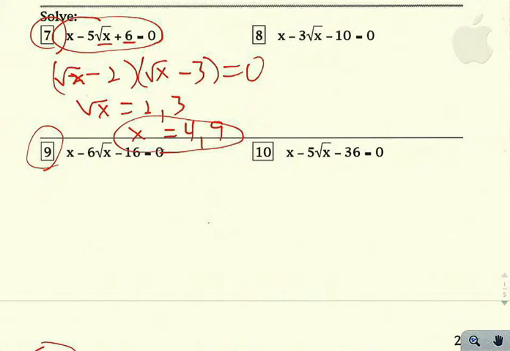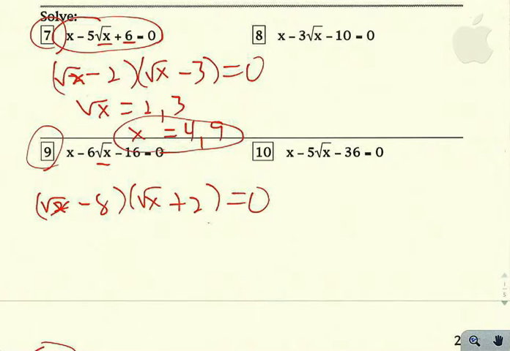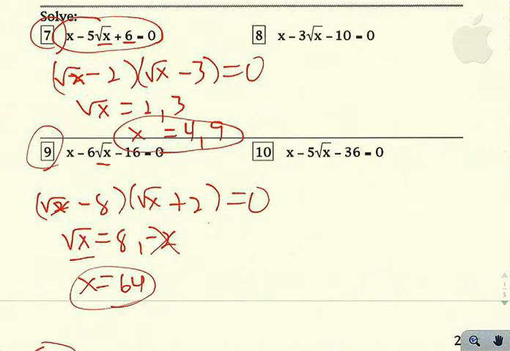Number 9 is a lot like it. So square root of x here, that's an x. Square root of x there. What two numbers multiply out to -16 and add up to -6? That'd be -8 and +2. So the square root of x would be 8 or -2. But a positive square root can't be a negative number. And then you square both sides, you get x is 64.